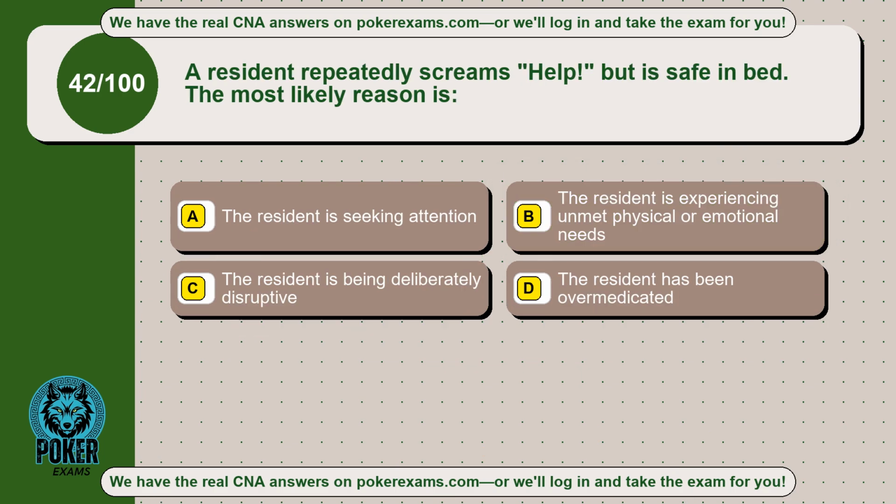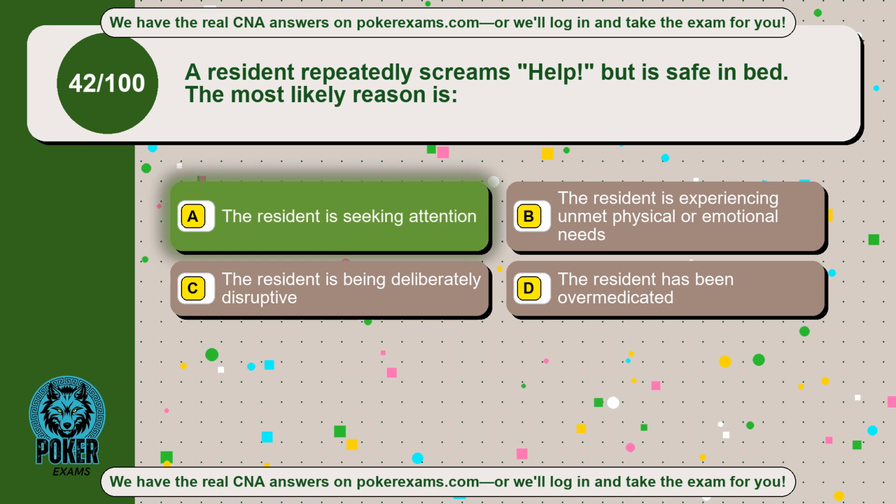Question 42. A resident repeatedly screams help, but is safe in bed. The most likely reason is: Option A. The resident is seeking attention. Option B. The resident is experiencing unmet physical or emotional needs. Option C. The resident is being deliberately disruptive. Option D. The resident has been overmedicated.